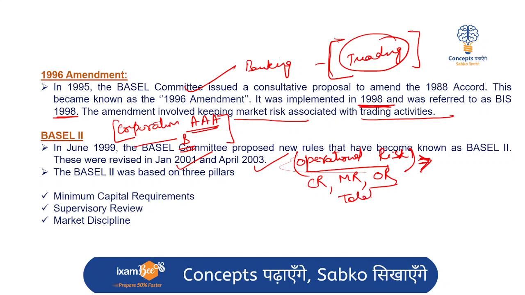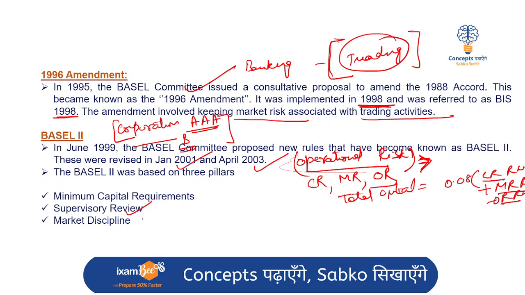So total capital that needed to be maintained by the bank was equivalent to 8% of credit risk weighted assets, right? And then market risk weighted assets, and then operational risk. All those risk calculations and various methodologies were there in place. So that was the minimum capital needed to be maintained, that was 8%.